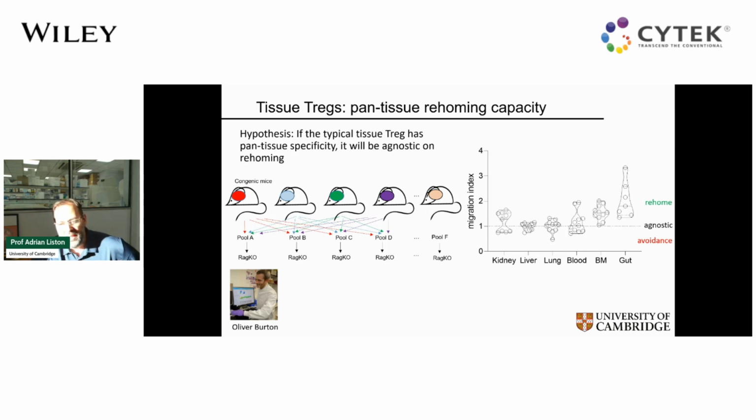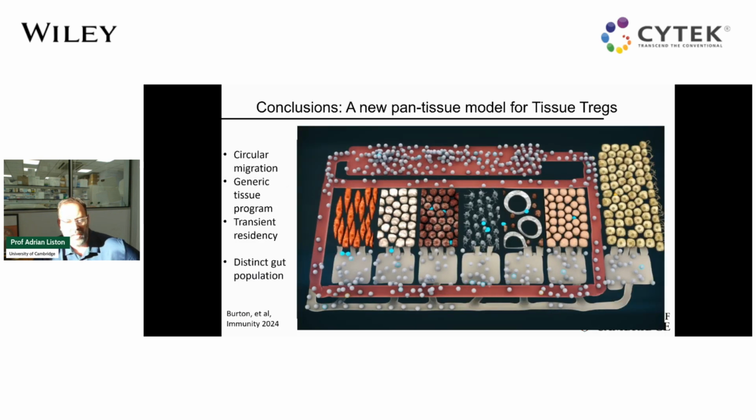Now, what we see is that gut Tregs do have a bit of a bias towards going back to the gut. They're about 2-fold more likely to go into the gut than they are to go into another tissue. But if we look at kidney Tregs or liver Tregs or lung Tregs, they are completely agnostic. They're just as likely to go into a different organ as they are to go into the original organ that they were harvested from.